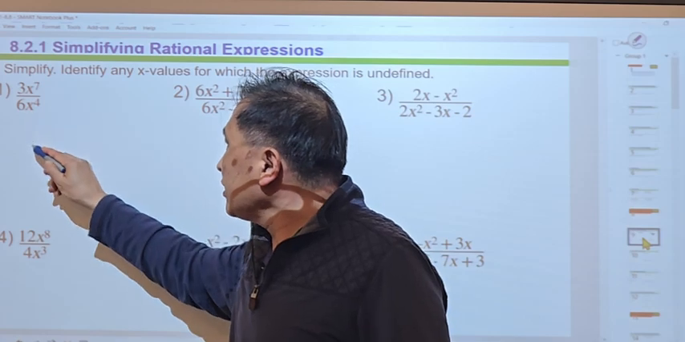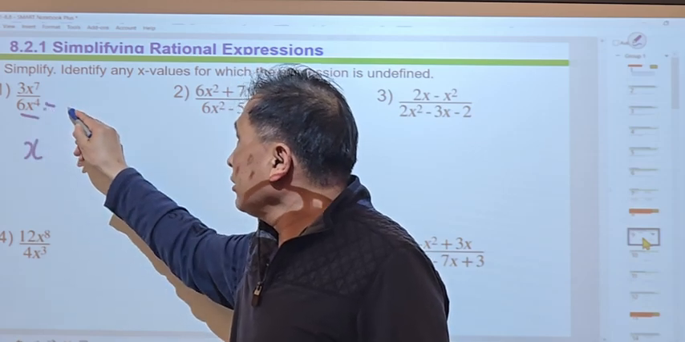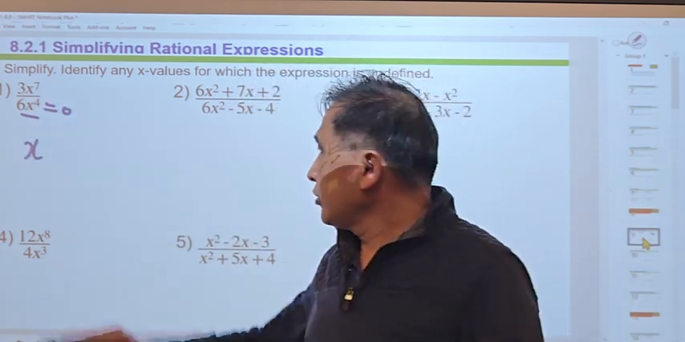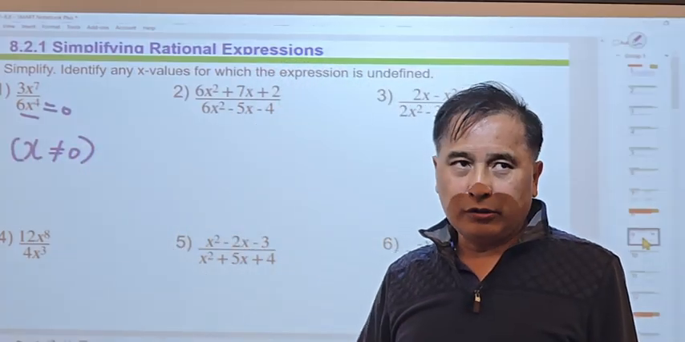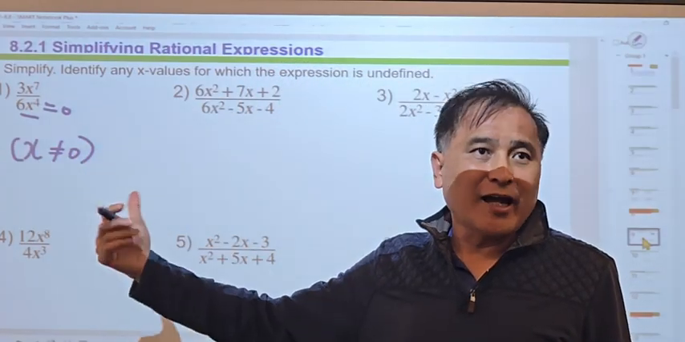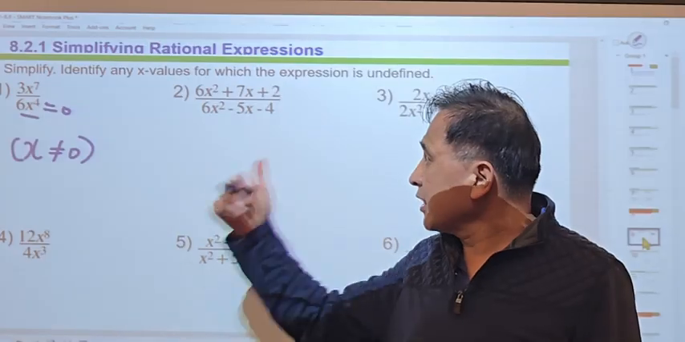So in this case, x is here, right? If this is zero, then x cannot be zero, right? So x not zero, you need to write it with parentheses, as a condition. You need to write that first. After that, now you can simplify, because they're asking to simplify.